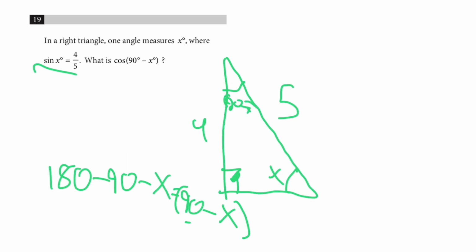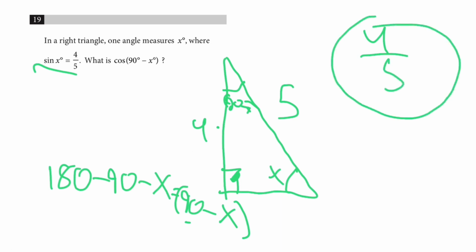So this angle here is 90 minus x. Now the cosine of that angle is going to be the adjacent side, which we know is 4, over the hypotenuse, which is 5. So it's also just going to be 4 over 5. So that's your answer.